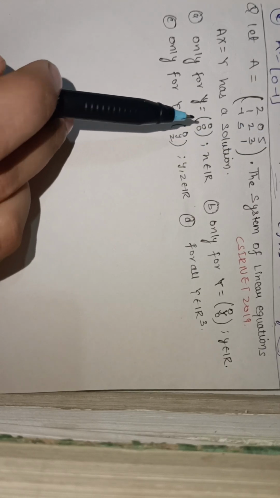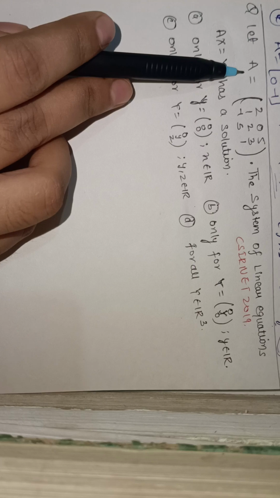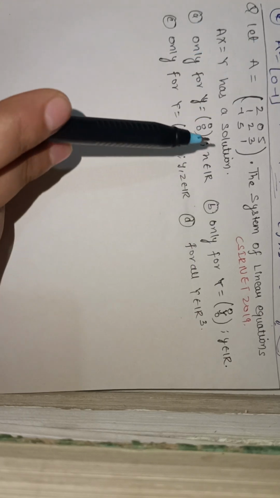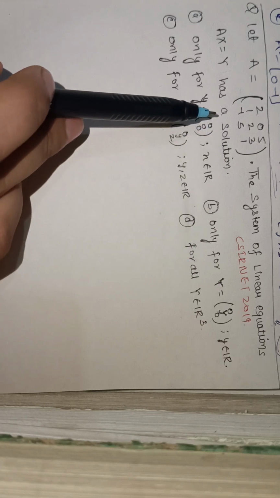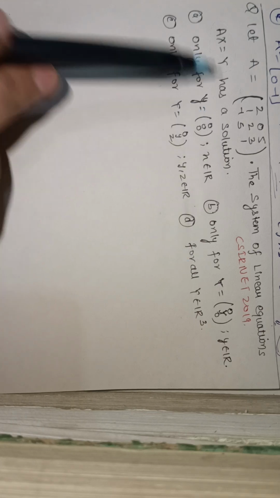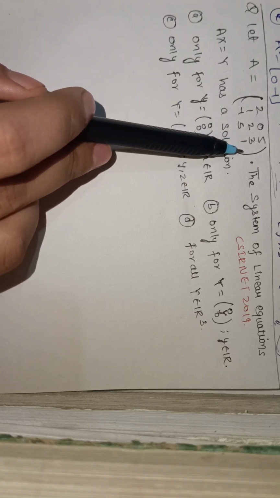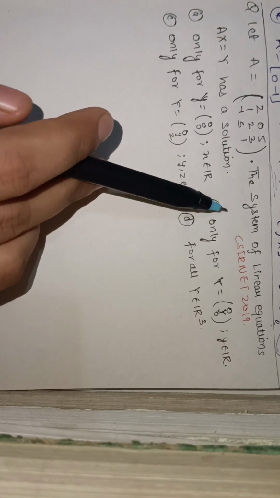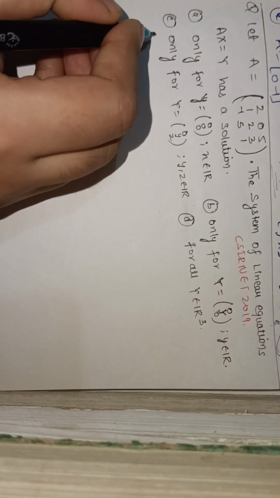So first we have to see if the determinant of the matrix is 0 or not. If the determinant of the matrix is 0, then we have to further check for what value of y in the options there is a solution, that is unique or infinite. But if the determinant is not equal to 0, then A inverse exists, and for each value of y there is a solution. So first we have to check the determinant of this matrix A.